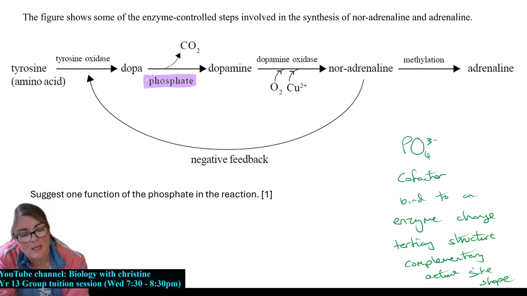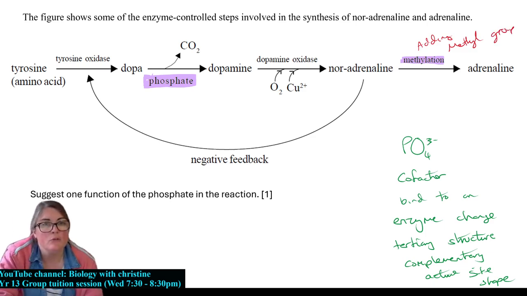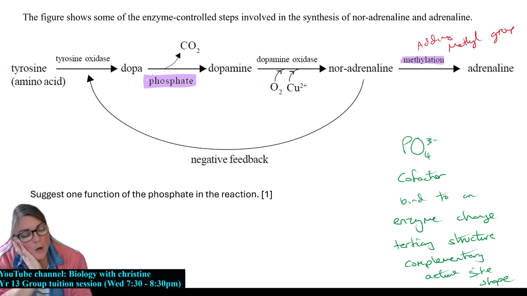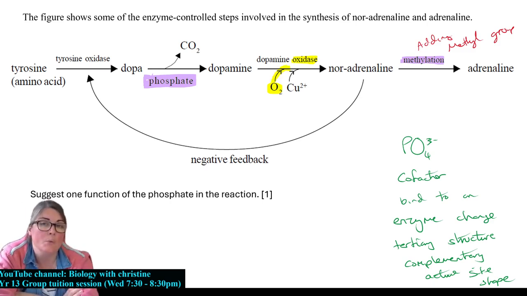So you could say the same thing here. If I talk about methylation, what is methylation? Methylation is the adding of a methyl group. Now, by adding a methyl group, that's going to change that noradrenaline into adrenaline. So a lot of the time, they are giving you little hints. You've got dopamine oxidase here. So what's happening? What does the oxidase do? Well, it's not removing, it's adding. And they've given you a hint there. They've told you there's oxygen and the arrow's going in.